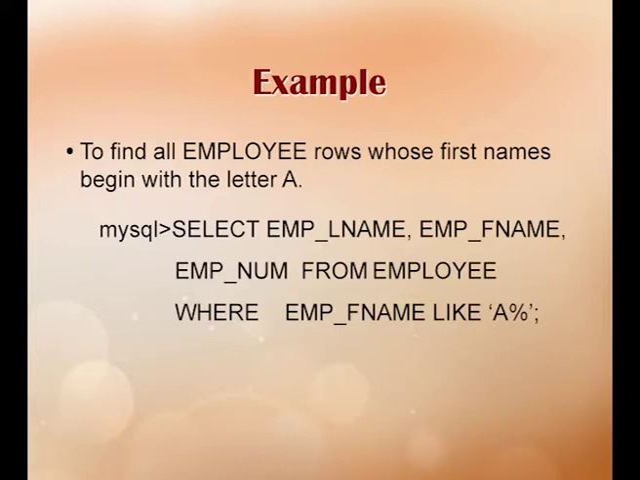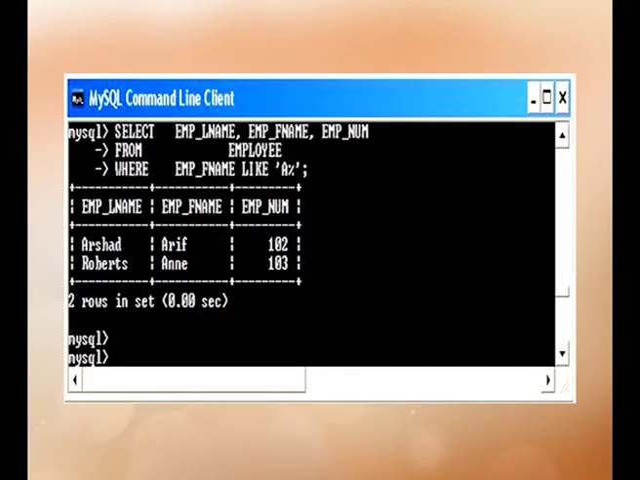Here I am not using the underscore. I want as many characters as are present in the table under the column first name of employee, starting with A. Just see here, only two names existed, Arif and Anne. So I had set my query in such a way that only first names starting with A need to be displayed. So you have two records displayed on the monitor.